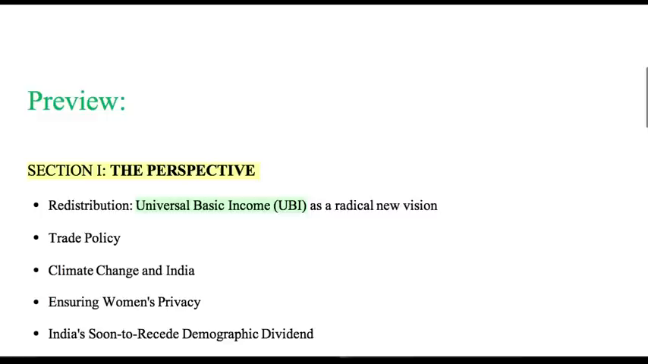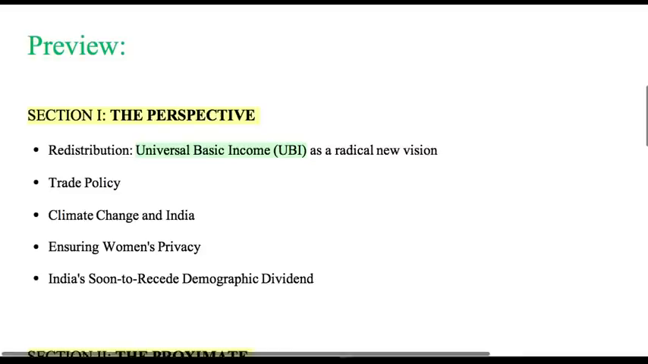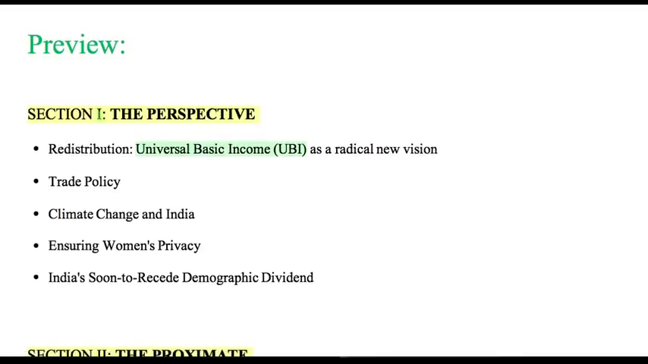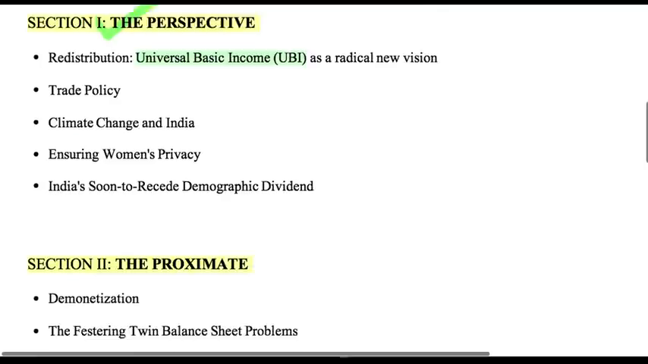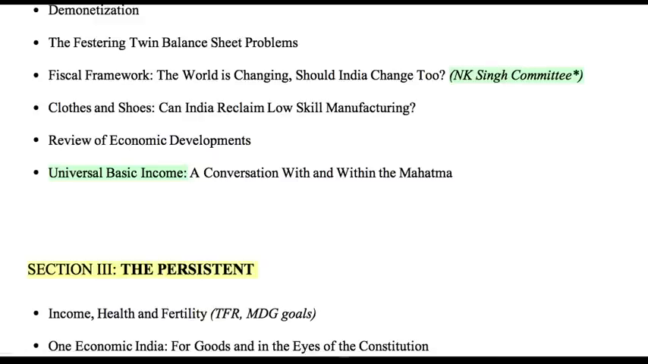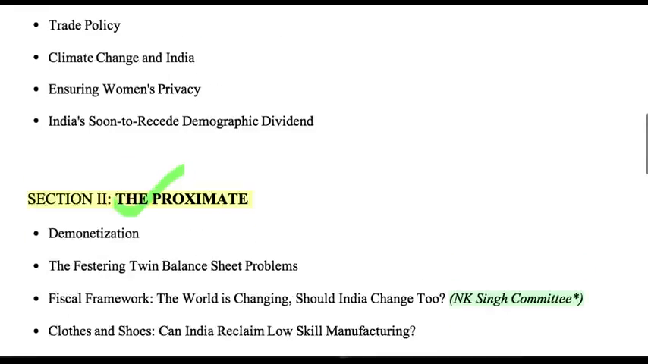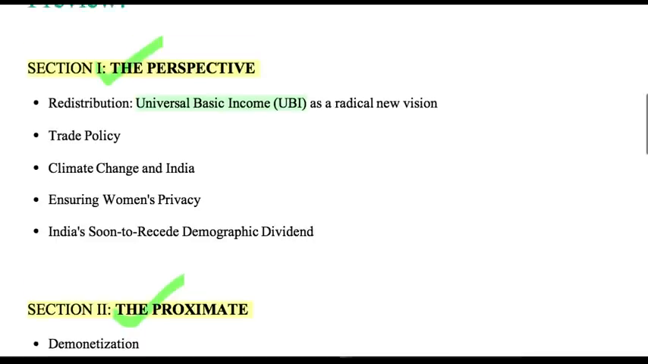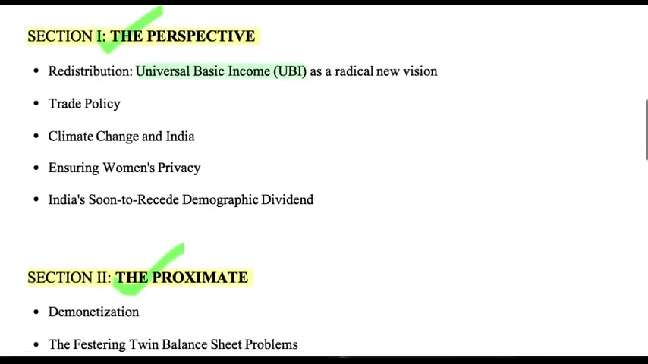The Economic Survey this year has been divided basically into three chapters. What are those? The first chapter is named the Perspective, the second chapter has been named the Proximate, and the third chapter has been named the Persistent. Okay, so we'll deal with each and every important aspect in each chapter. As far as the very first chapter is concerned, it deals with redistribution.